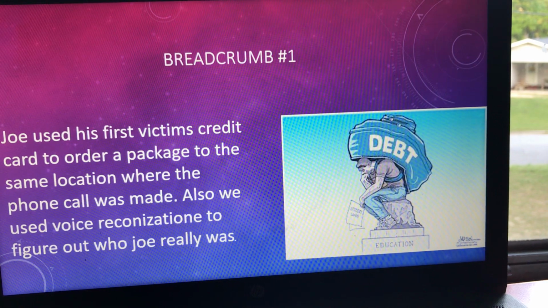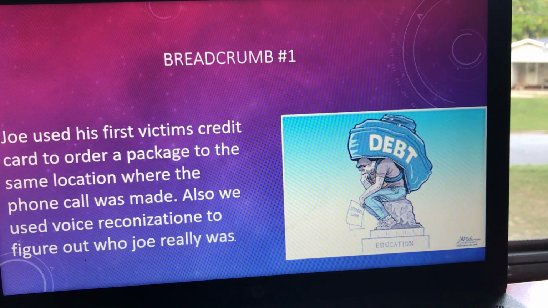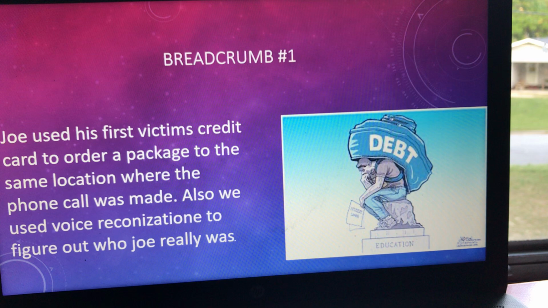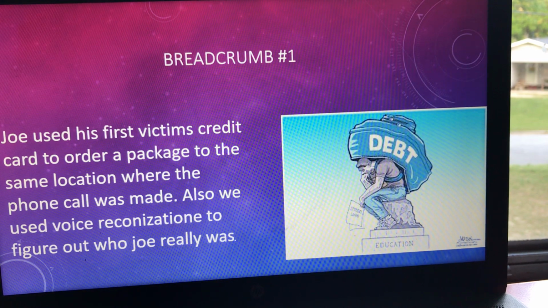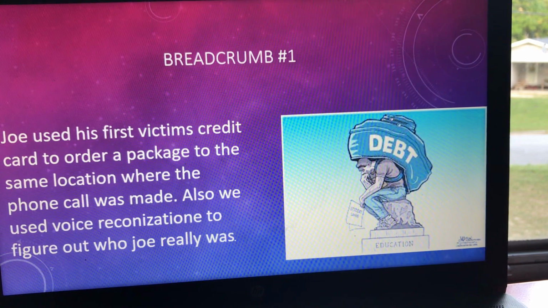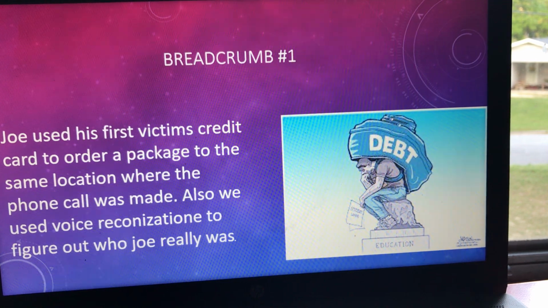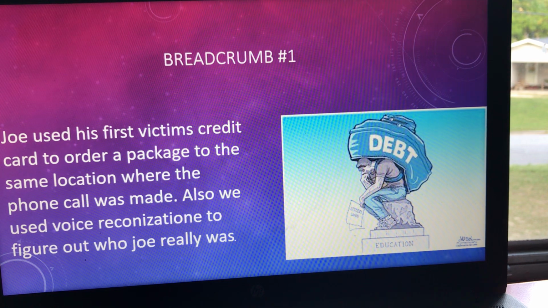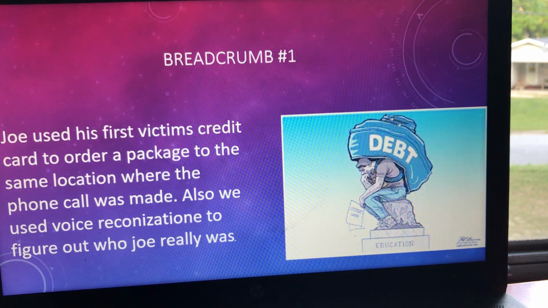So the first breadcrumb that he left, the first victim that Joe had was a college student, and Joe called and offered him a loan, and Joe got all his card information and everything. But what Joe messed up was he used the victim's credit card to order a package to his new location in Arizona.